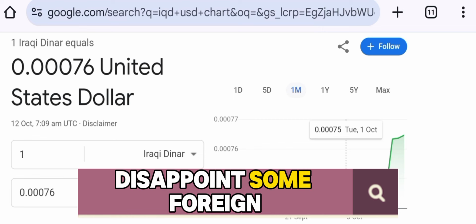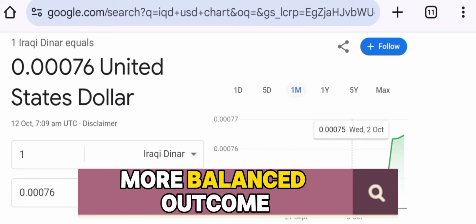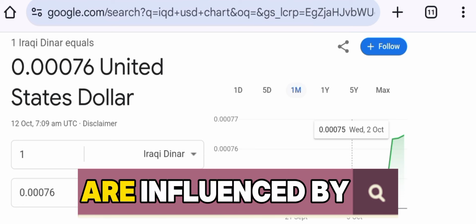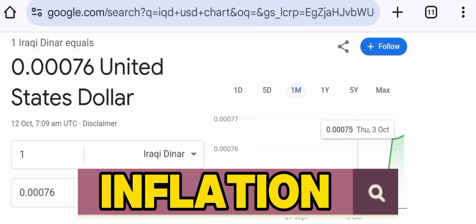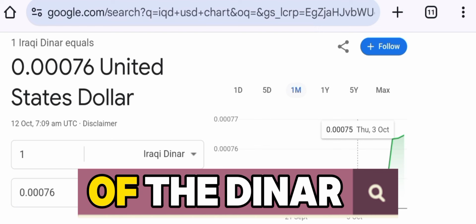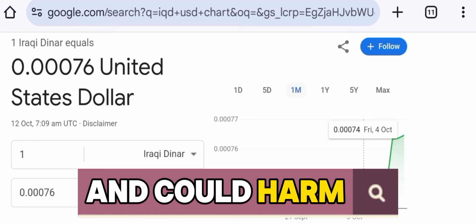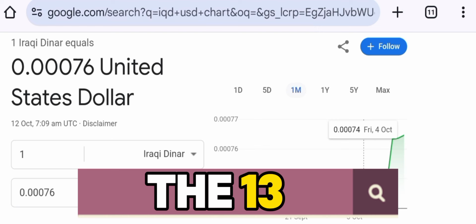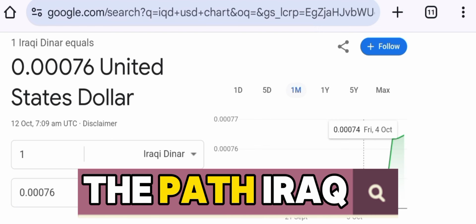While this may disappoint some foreign investors who are hoping for a windfall from the revaluation, it's a much more balanced outcome for the Iraqi people themselves. It's important to remember that currency values are influenced by numerous factors, including economic policies, inflation, international trade, and political stability. A sudden spike in the value of the dinar to $3.22 would create economic imbalances and could harm the country's long-term growth. Therefore, maintaining the exchange rate within the 13.20–13.10 range while slowly working towards stability seems to be the path Iraq is taking.